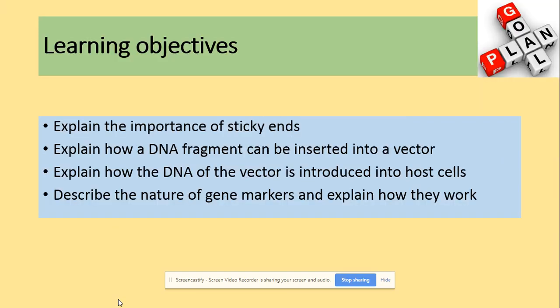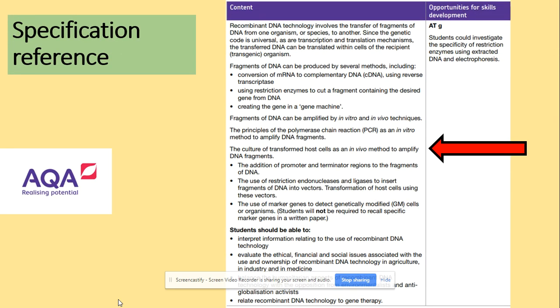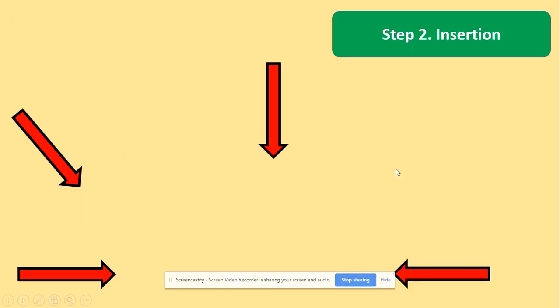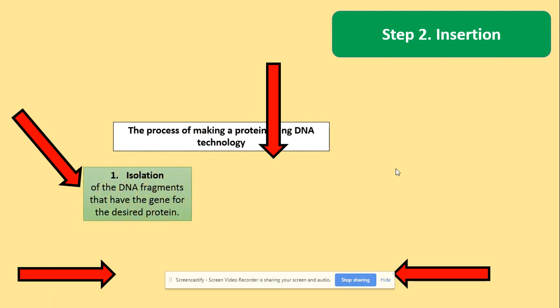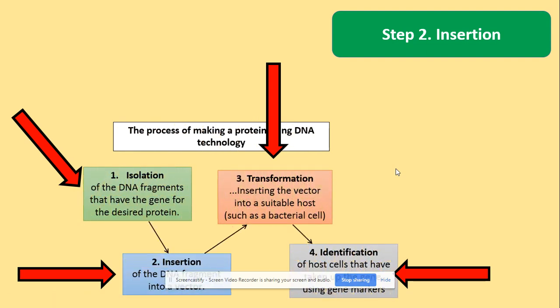You need to be able to explain the importance of sticky ends, explain how a DNA fragment can be inserted into a vector, how then the vector can be introduced into host cells, and describe the nature of gene markers and explain how they work. So we're looking at this part of the specification, and last time we were looking at the isolation. Today we will be looking at insertion, transformation, and identification.